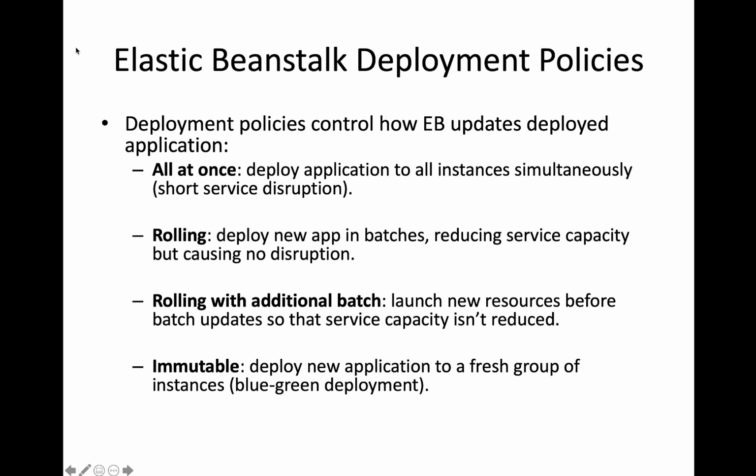And then finally, the Elastic Beanstalk service can do an immutable deployment. And with an immutable deployment, what will happen is that instead of updating our 5 EC2 instances, the Elastic Beanstalk service will launch 5 brand new EC2 instances that have our new software deployed on them. And once those new instances have been launched, it will then switch the request to the new 5 instances, and it will terminate the 5 old ones. This is oftentimes called a blue-green deployment, and we'll look at this in a little bit more detail later on in the course.